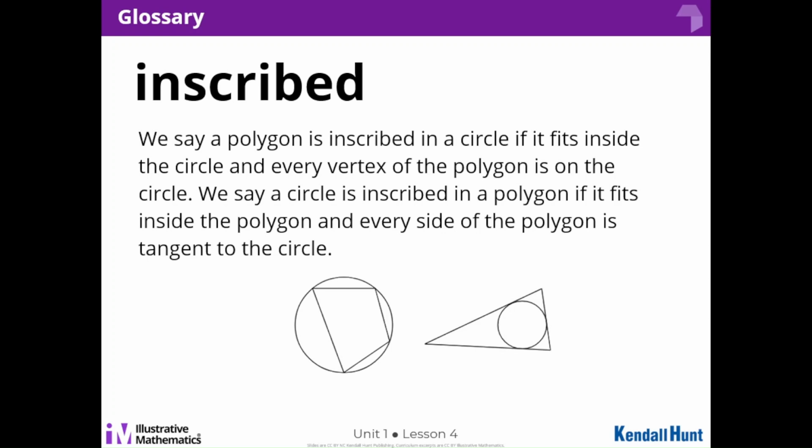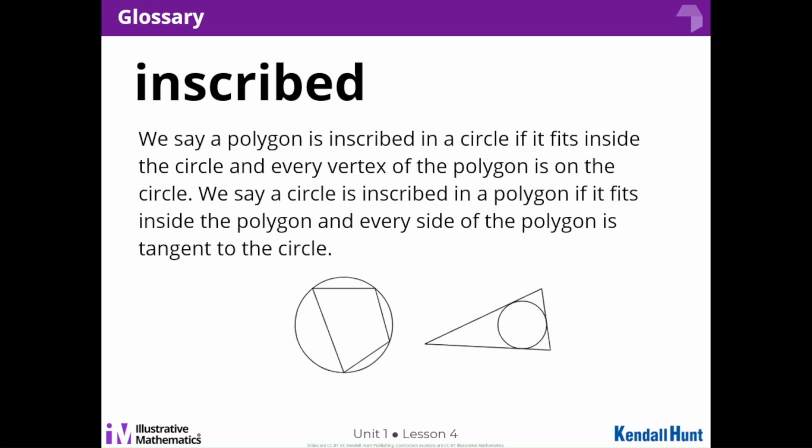The third glossary term is inscribed. We say a polygon is inscribed in a circle if it fits inside the circle and every vertex of the polygon is on the circle. We say a circle is inscribed in a polygon if it fits inside the polygon and every side of the polygon is tangent to the circle.